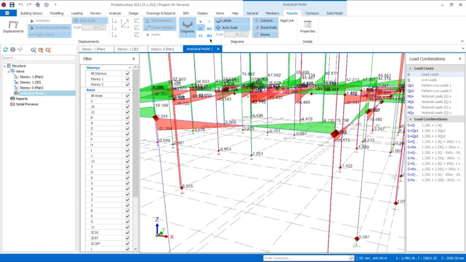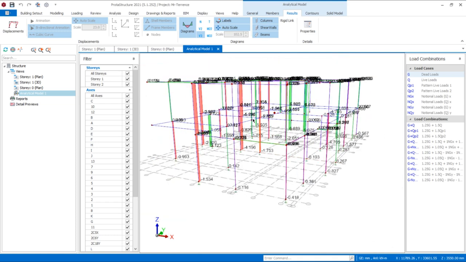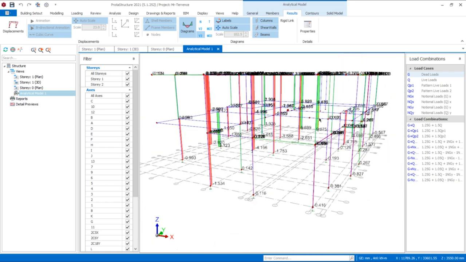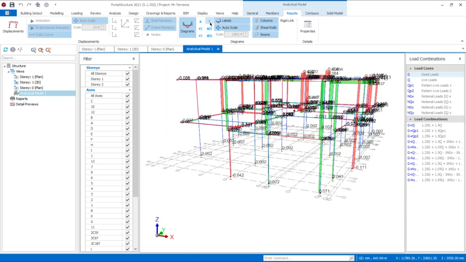So V3 is simply a shear that is acting in the second local direction. For most buildings carrying gravity loads, these values are much smaller. They are much smaller than V2 because the beam mainly resists vertical loading. So large unexpected V3 values may indicate an unusual loading condition or that something in the model should be checked. So the next one is torsion.